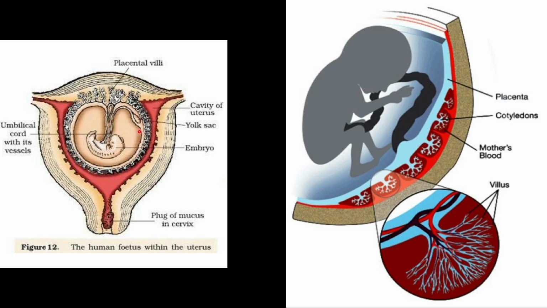So in this diagram, you will get an idea. This is the human fetus within the uterus. This is the developing embryo, fetus. And here, this is the cavity of the uterus. Just now, I have told you about the placental villi. So this is the placental villi. And here you will find the umbilical cord. So this is a diagram showing human fetus within the uterus. Even in this diagram, you will get a clear idea: this is the developing embryo, this is the umbilical cord, and this is the placenta.